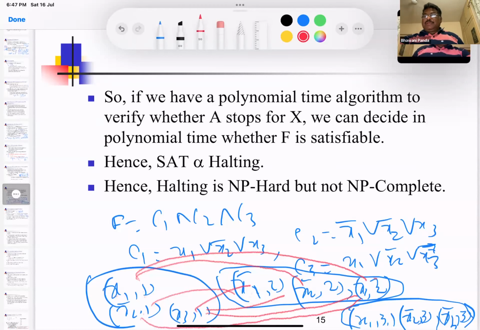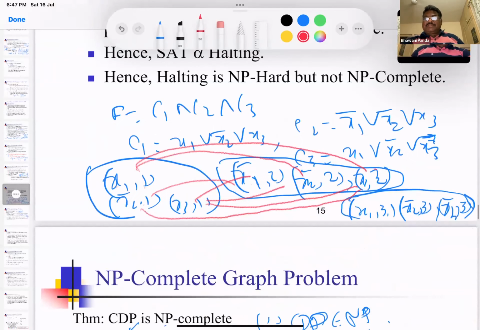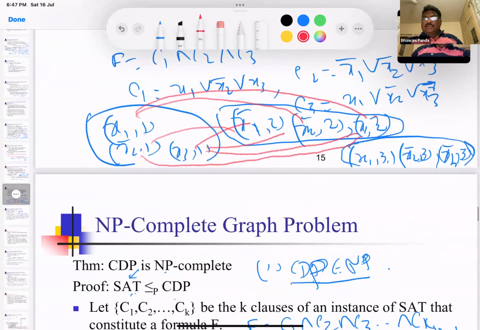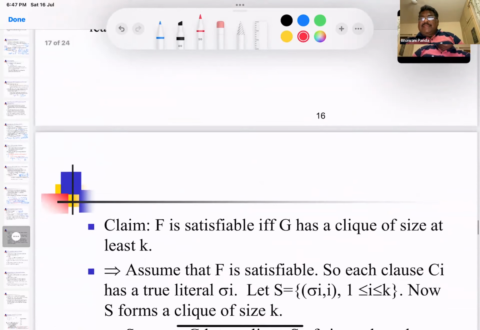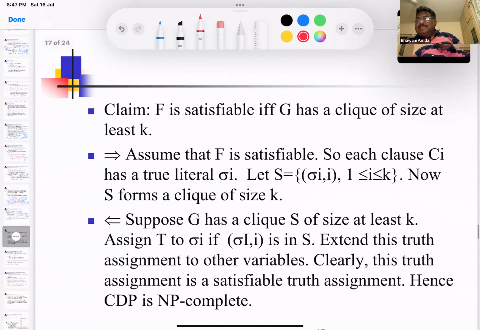So basically, this is the definition, right? Once this edge set is given, you should be able to construct the graph for a particular example. Now this construction can be done in polynomial time, and now we'll claim the following: F is satisfiable if and only if G has a clique of size at least K.